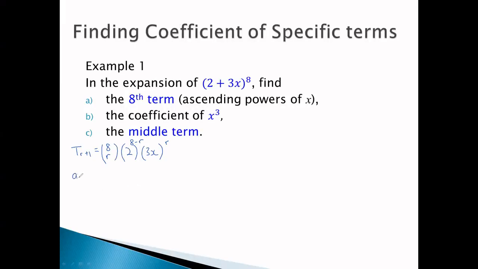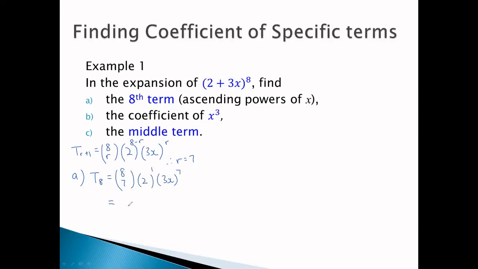So let's proceed with part A. I want the 8th term. Very simple. If I want an 8th term, I put T8. But what's r in this case? r plus 1 is 8. So actually r is 7. Okay, so 8 choose 7. Actually, I can just write here, therefore, r equals to 7. 8 choose 7, 2, 3x. So this r becomes 7, and this 8 minus 7, which is 1.